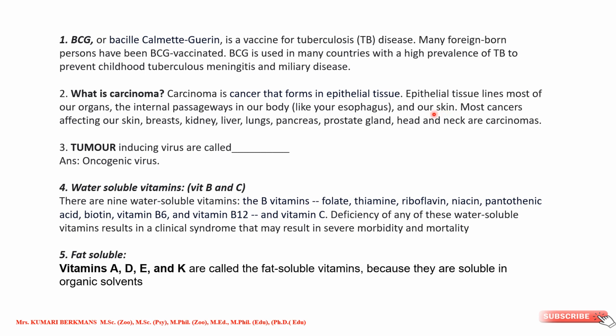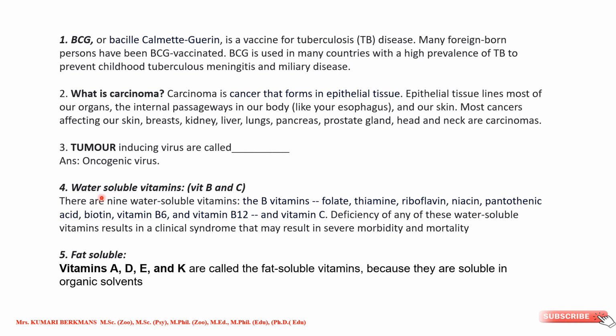Most cancers affecting the skin, as well as the breast, kidney, liver, lungs, pancreas, prostate gland, head and neck, are carcinomas. The skin is made up of epithelial tissues. So carcinoma means cancer that forms in epithelial tissue; most of the tissue affected by carcinoma is epithelial tissue. Tumor inducing viruses, which induce tumors, are called oncogenic viruses.